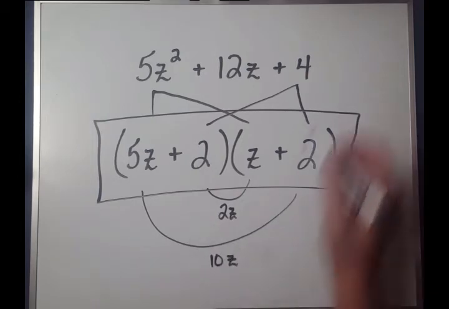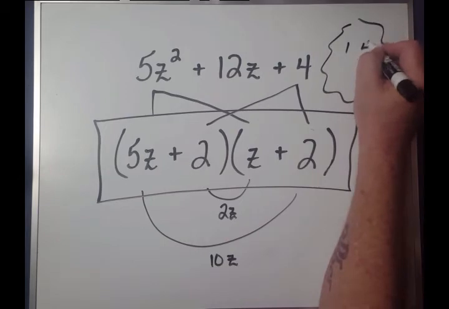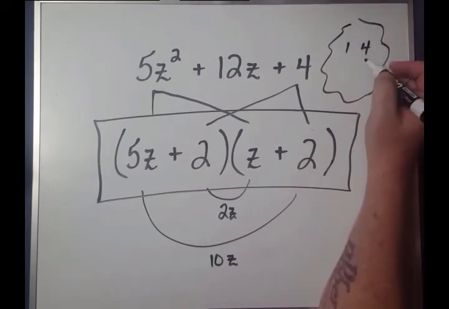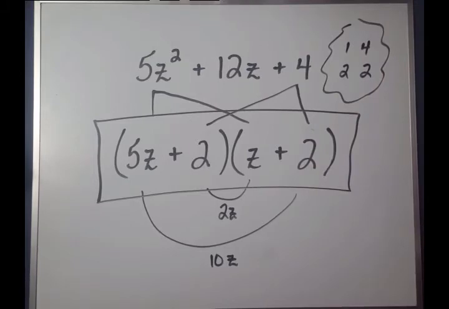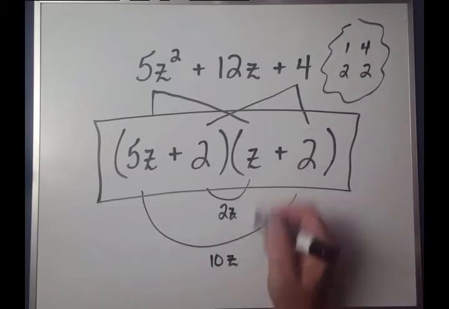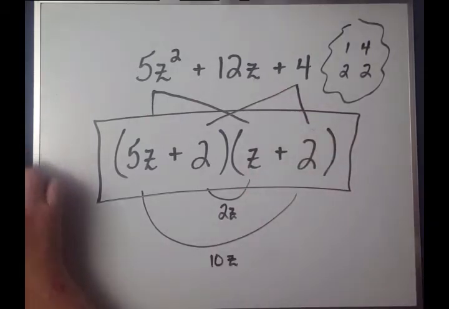So a little bit of guessing there, because this 4 could have been what? A 1 and a 4, or a 4 and a 1. Could have been a 2 and a 2. Those are the only factor pairs of 4. If we'd gone through them all and found nothing that gave me that 12z back in the middle, then I would know that this is prime.